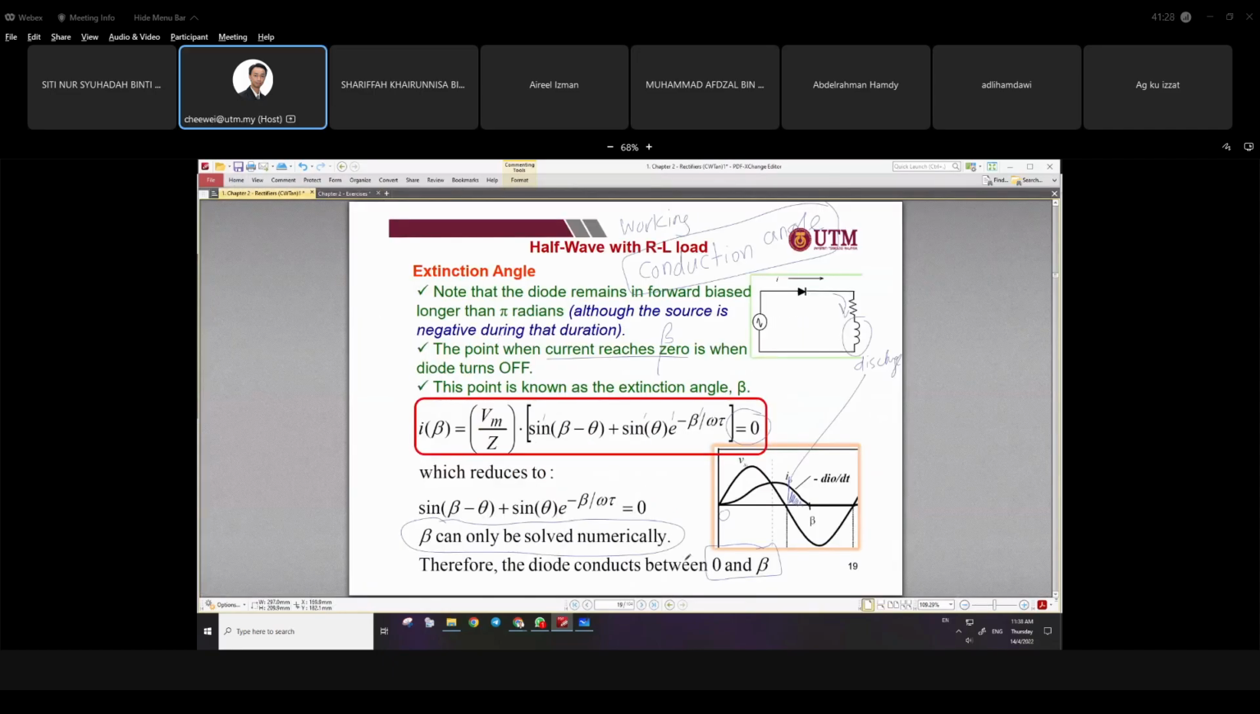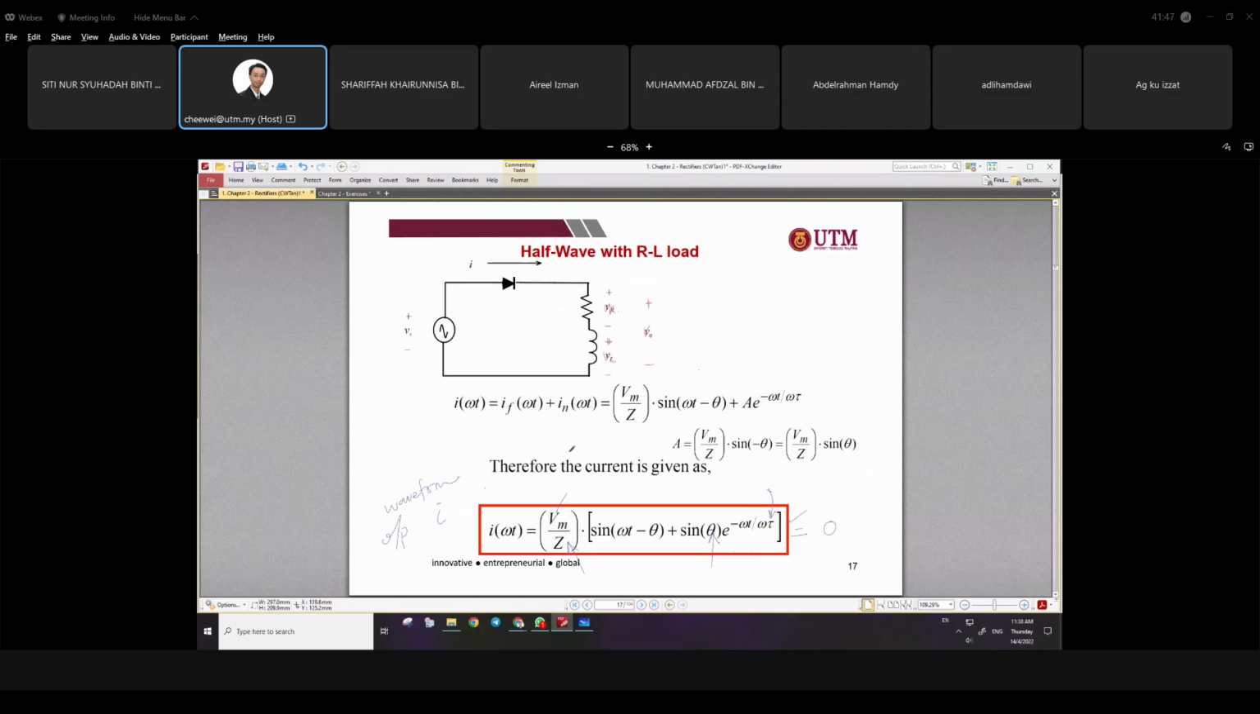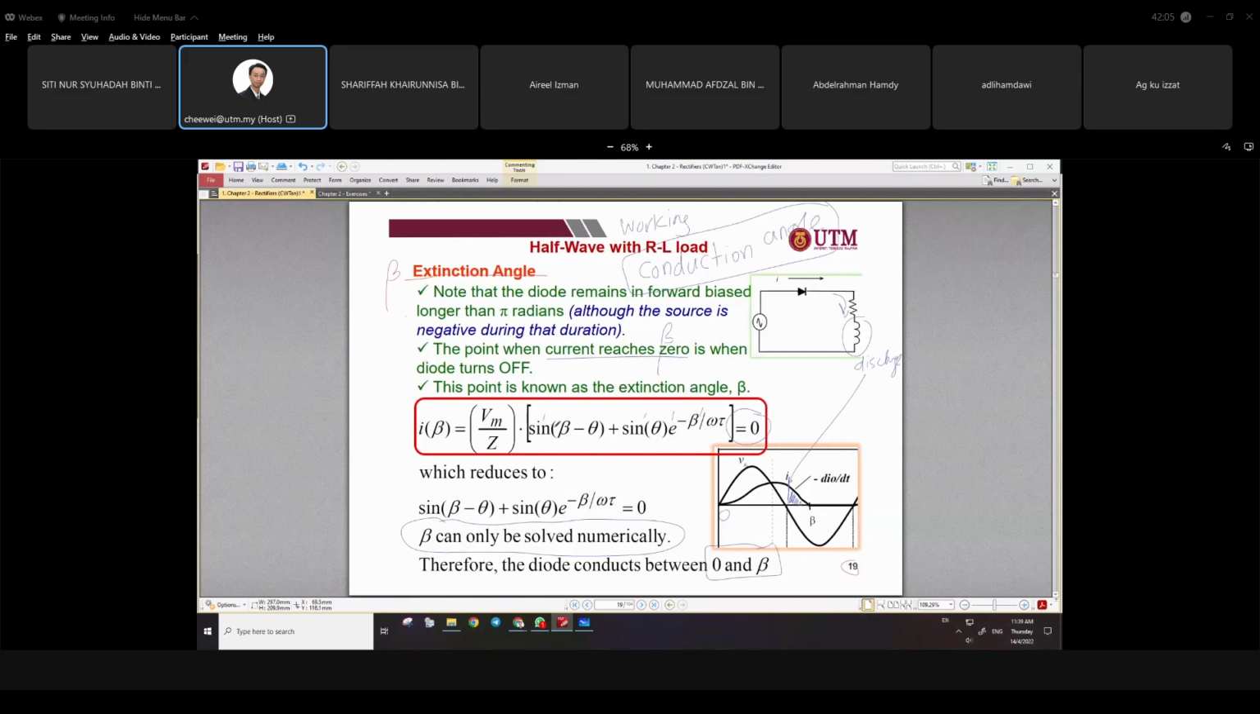Can you see this slide? Slide number 19. Okay, take note of 19 and go back and see. Extinction, yes, extinction. This is beta. Beta can be found using the long equation just now. If you are given this equation, then you can plug in beta inside the variable, the control variable beta. Beta happens at what time? Beta happens when this current I becomes 0. So the whole thing becomes 0.